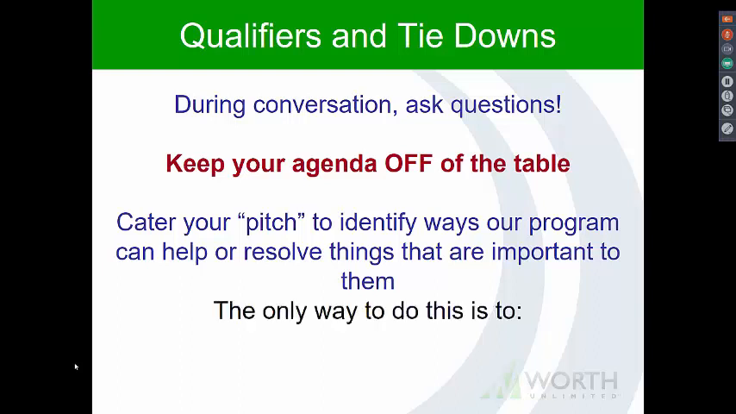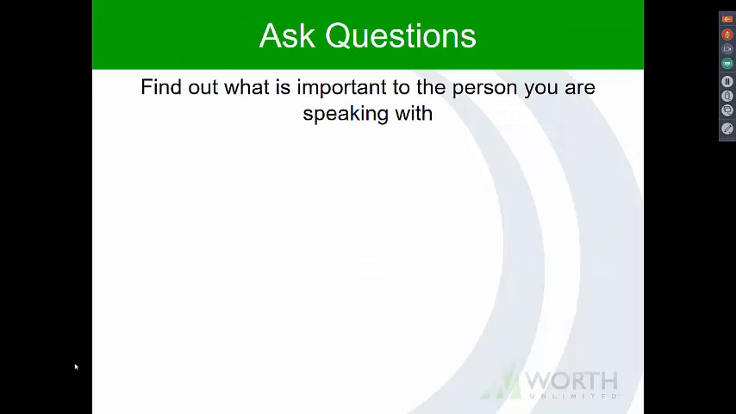And what you're really trying to do is gain their trust. The only way to do this is to ask questions. And I think we forget that. All too often, we just want to get our point across. All right, if we move forward from there, find out what is important to the person you're speaking with.